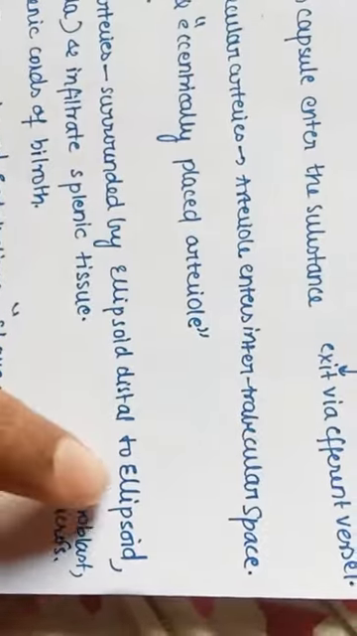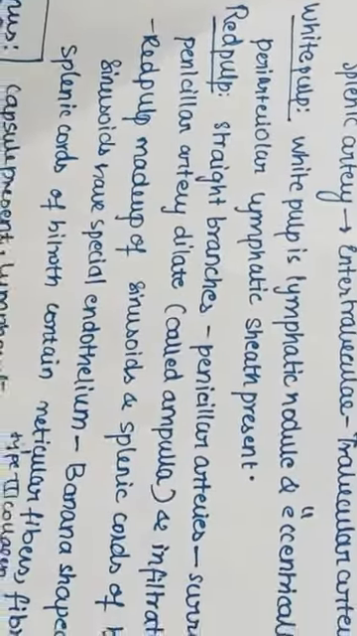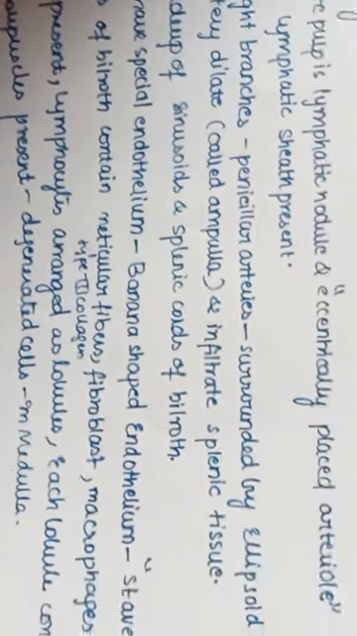So the ellipsoid is mainly made up of fibroblasts and macrophages. And the red pulp is made up of sinusoids and splenic cords of Billroth. The sinusoids have a special endothelium, that is banana shaped endothelium known as stave cells. And the splenic cords of Billroth contain reticular fibers of type 3 collagen, fibroblasts, and also macrophages are present.